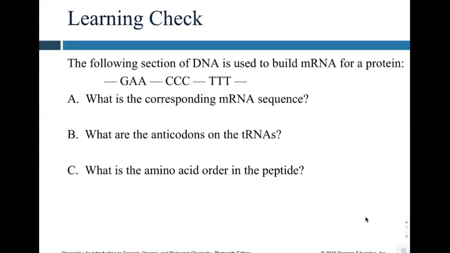So let's do another check. The following section of DNA is used to build mRNA. What is the corresponding mRNA sequence for this? What are the anticodons on the tRNA, and what is the amino acid order in the peptide? So tell me all that information. Scroll back up or get out your slides and look at that chart of your codes.